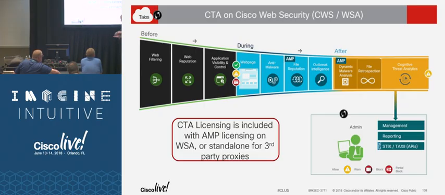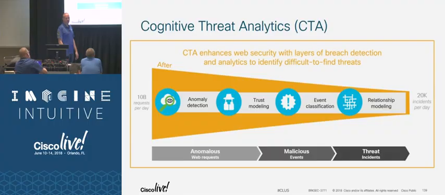So CTA happens after everything's done, the user has already downloaded it, and whatever. It's looking at logs. It's not actively blocking, it's not doing any of that. But what it does is boil down all those log lines that you're probably ignoring and put them into something that's a little more actionable.